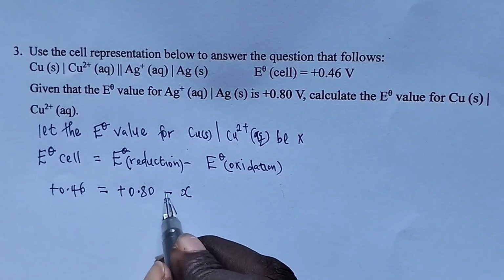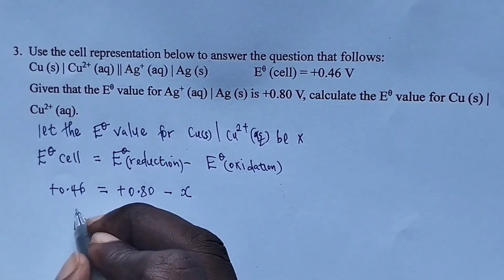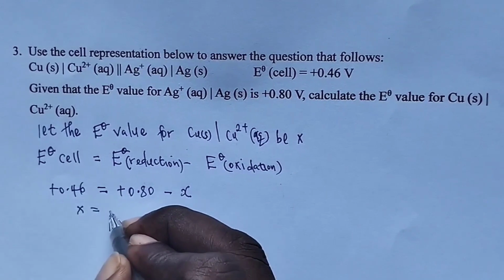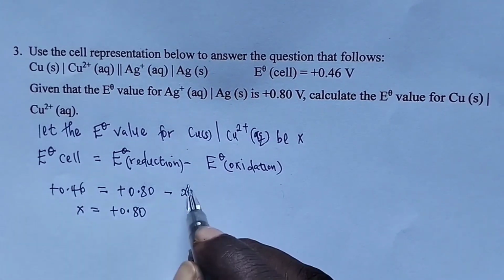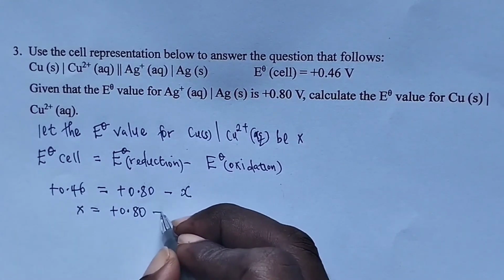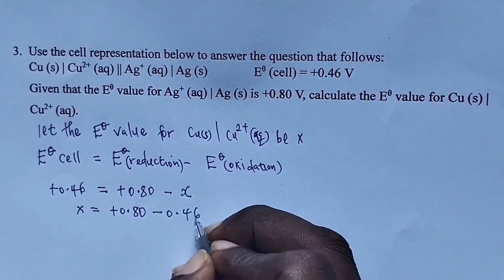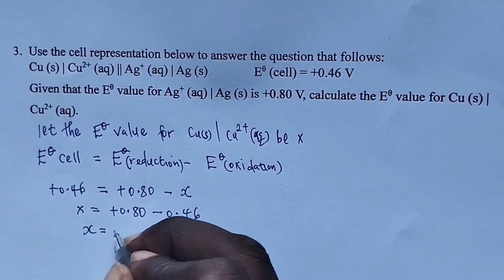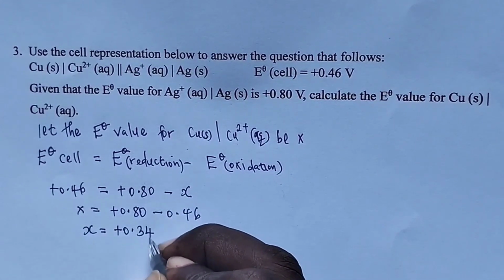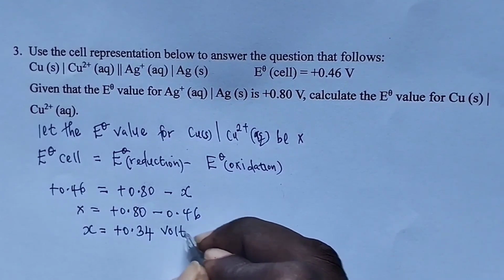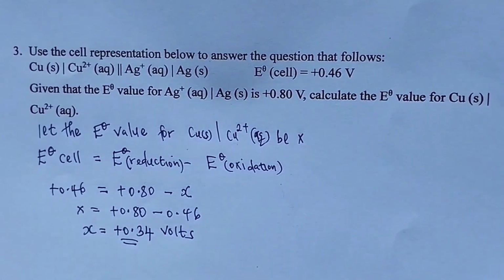If we take this negative X to the other side, it becomes positive. X will be equal to positive 0.80. Then if we take this 0.46 to the other side, it is positive now, it becomes negative 0.46. So X will be equal to positive 0.34 volts. That's what we have as our answer.